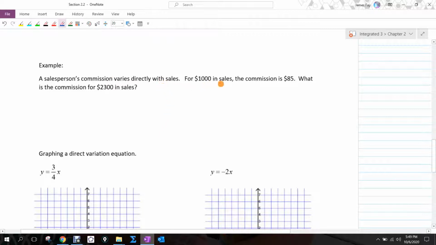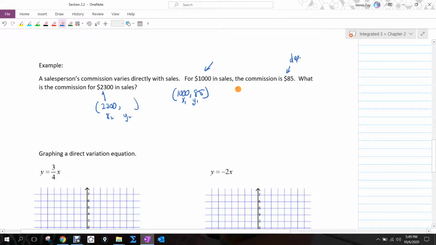It says for $1,000 in sales, the commission is $85. Now that is dependent on that number right there. So right there, we're being told what our x1 and y1 are. This says, what is the commission for $2,300 in sales? So $2,300, the amount in sales, is the x2. They want to know what is the y2. Well, I don't know that.